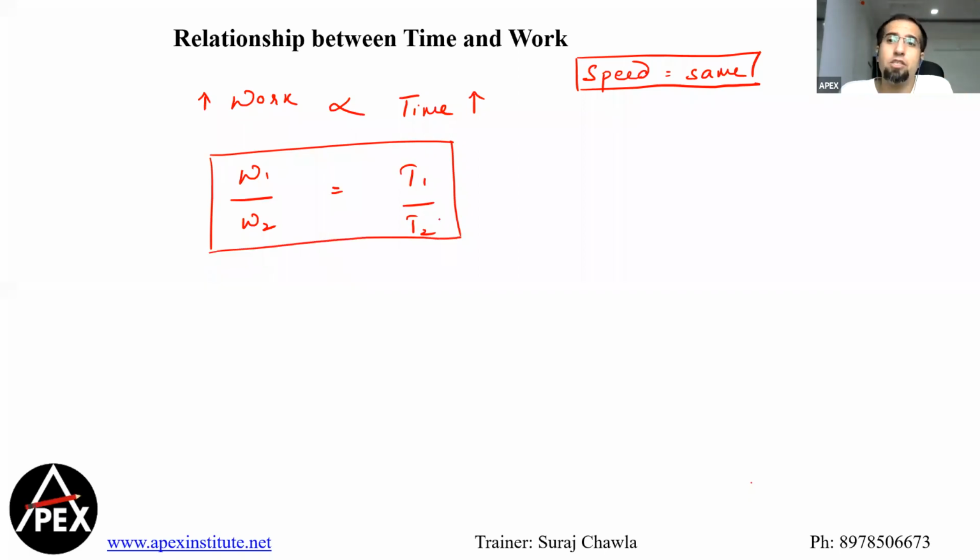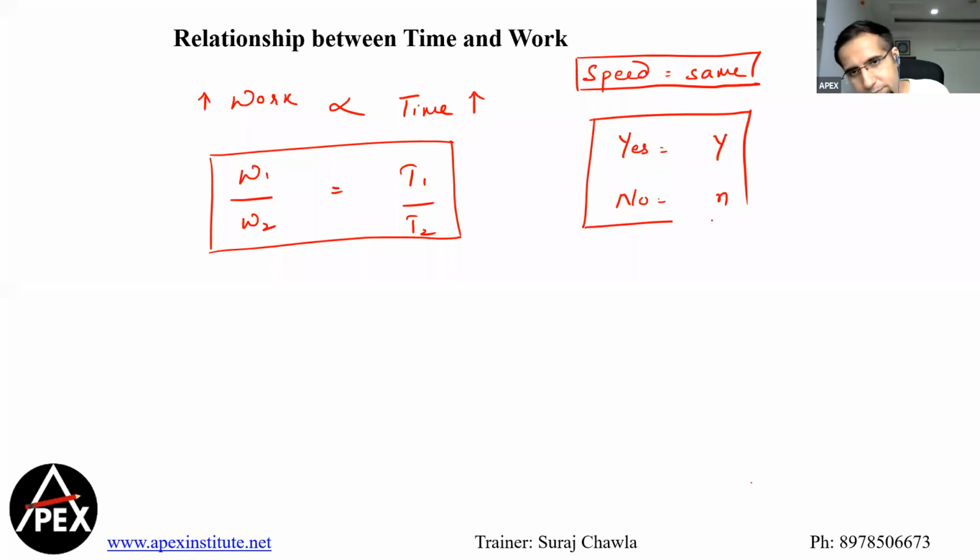Now, this relationship will help us solve certain kinds of problems. Okay, is this point clear with all of us? For a yes, I want you to type a Y in the chat box. And for a no, I want you to type an N in the chat box. Is this point clear, guys?